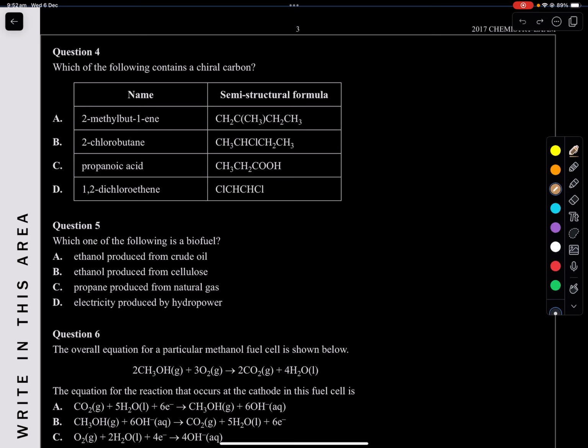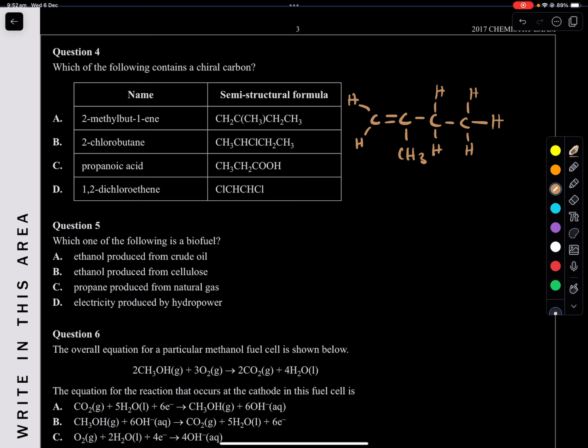It says 2-methylbutane, 1-ene, which is this. Let's draw that. So it has a C and it has a C2, so it probably has a double bond. So we have H's here, and it's a C, and we have a CH3 here. C. Okay, we have this. And what can we see for the first one?